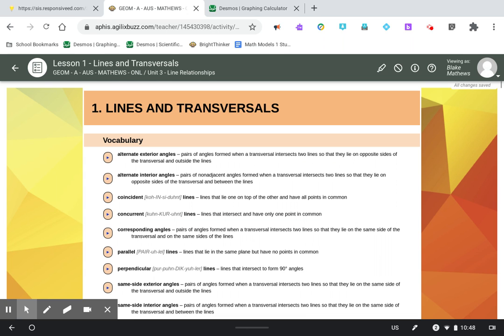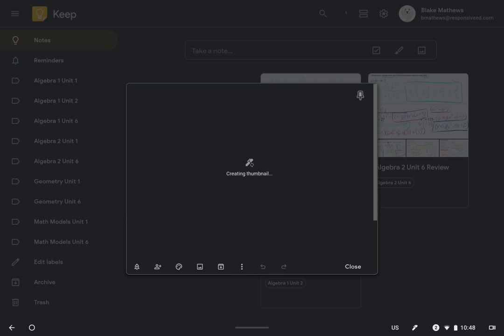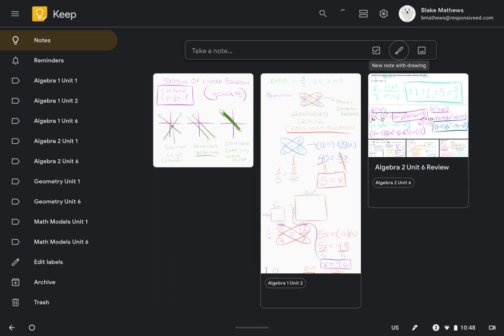So a lot of information in Lesson 1. So I'm going to kind of break it down into three parts. The first big idea that we need to talk about is the different ways that lines can be related to one another. So that's what this whole lesson is about: line relationships. In fact, the whole unit is about line relationships.